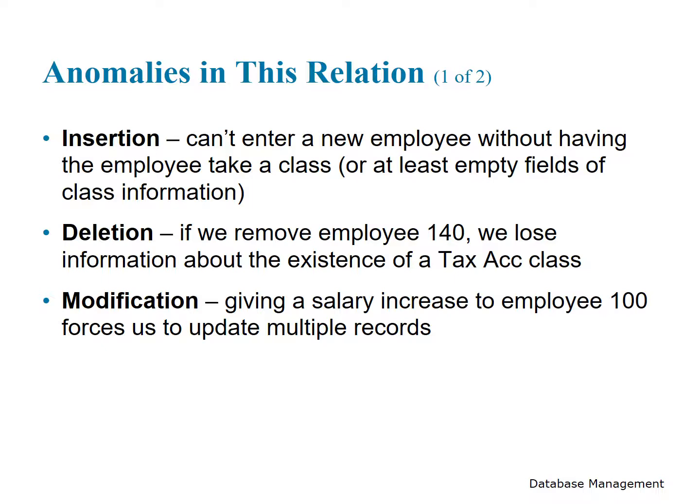Why do these anomalies exist? Because there are two themes, two entity types, in this one relation. There are employees and there are courses. This results in data duplication and an unnecessary dependence between the entities.